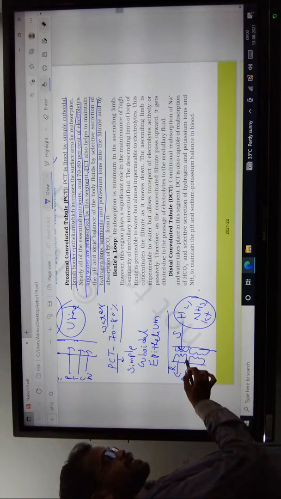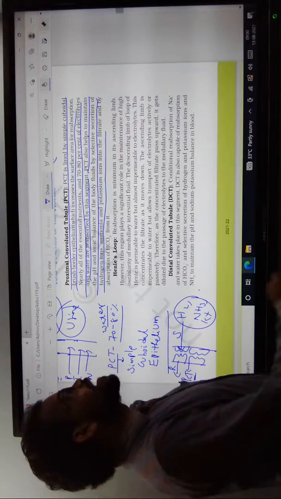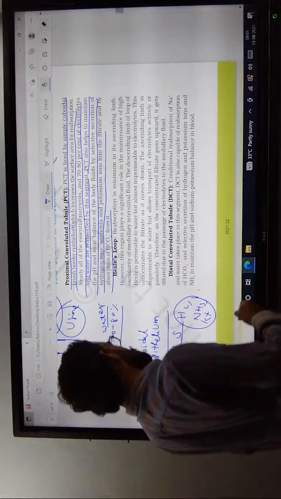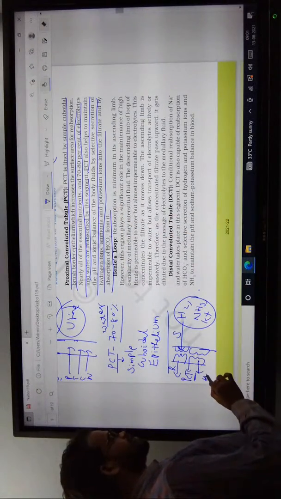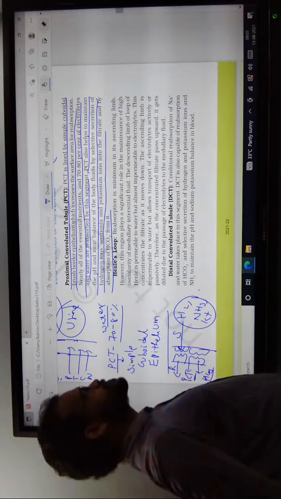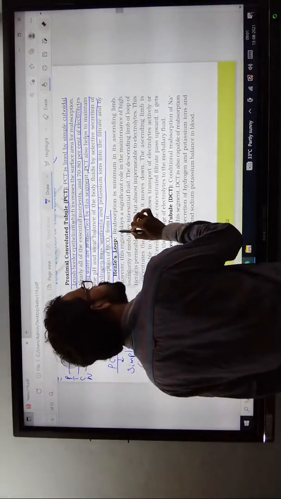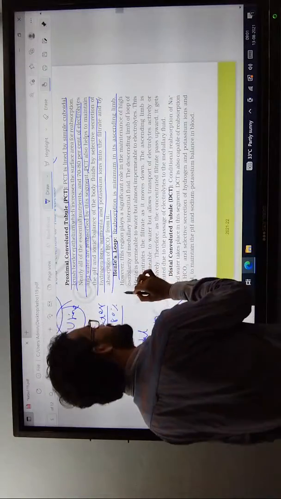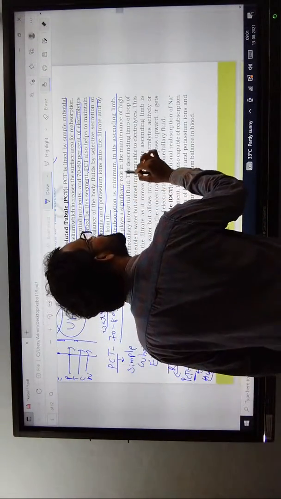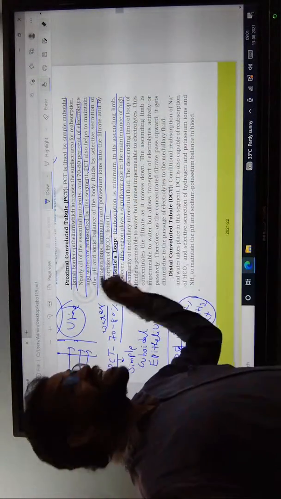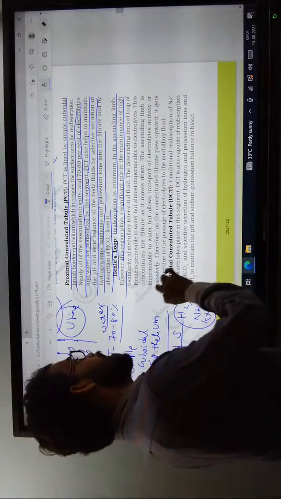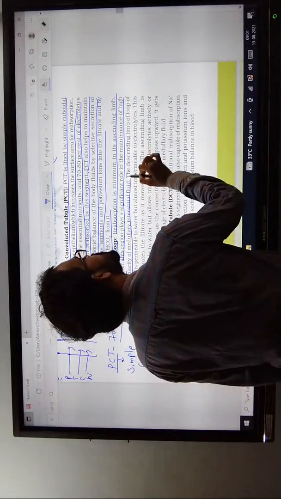There is reabsorption of bicarbonate ions also. Okay, coming to the next one, the loop of Henle. Reabsorption is minimal in the ascending limb of the loop. This region plays a significant role in the maintenance of the high osmolarity of the medullary interstitial fluid.